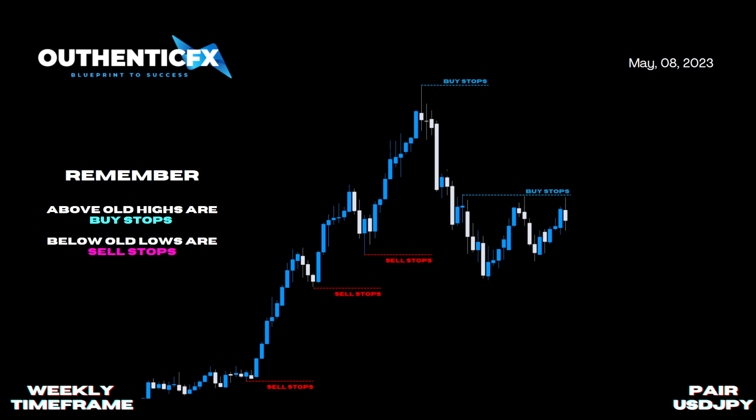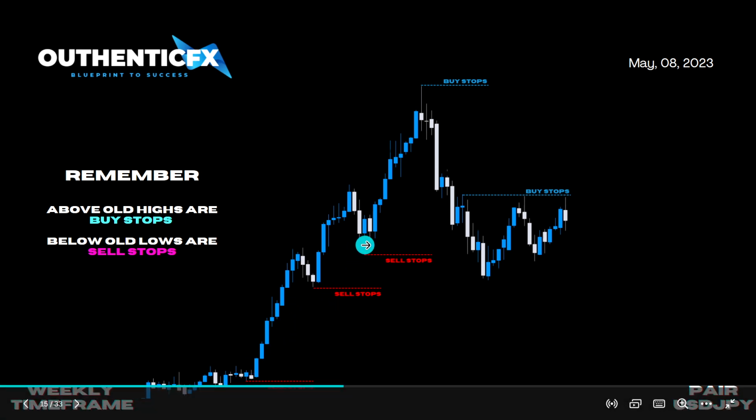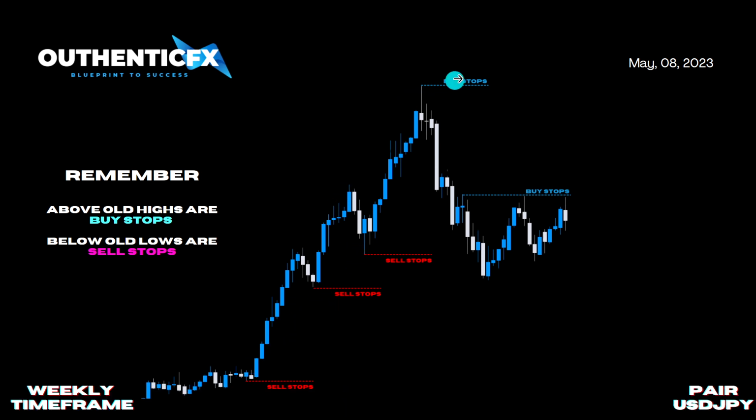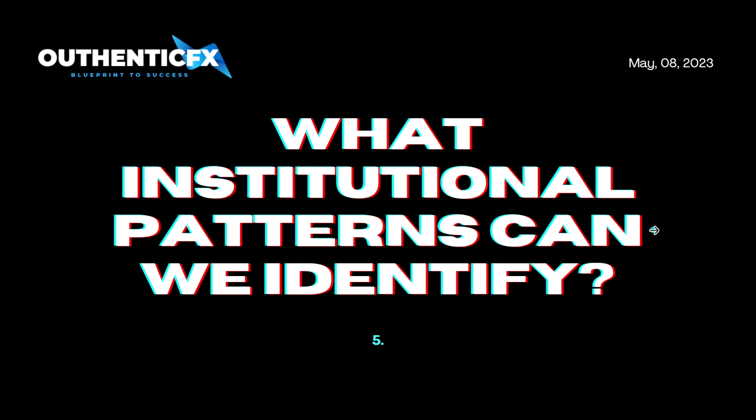And basically what sell stops and buy stops are is the following. Above old highs, so we've got a high here, a high here, a high here, are our buy stops. Below old lows, so these are old lows. Your old lows will always have your sell stops. Old highs, buy stops, right? We clearly swept out these sell stops here, and now we are moving into what institutional patterns we can identify.